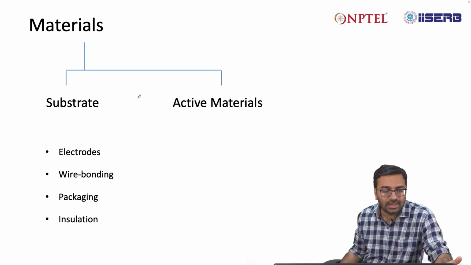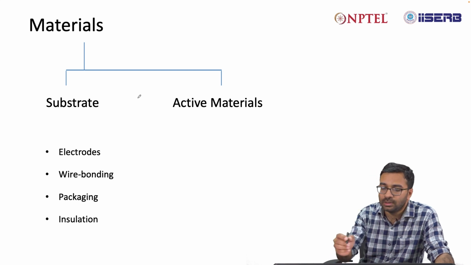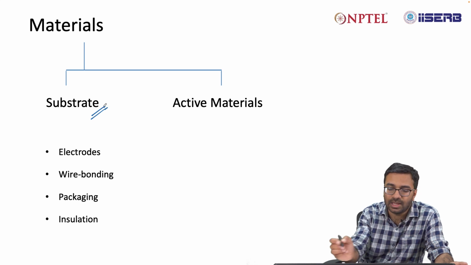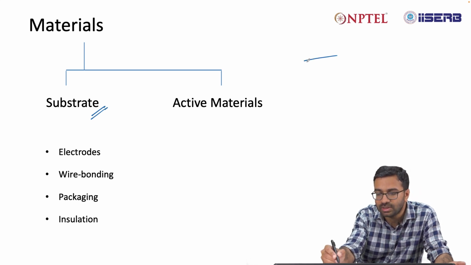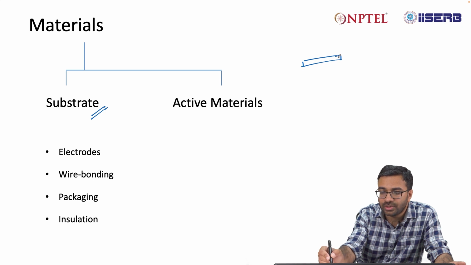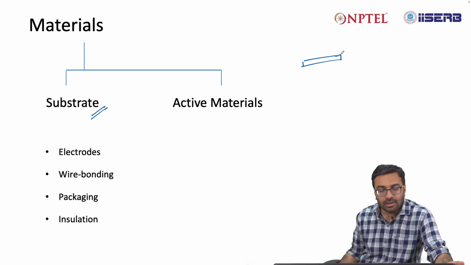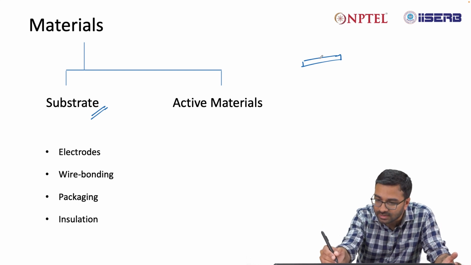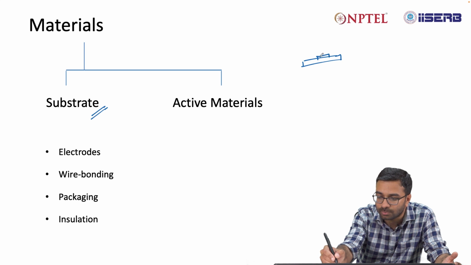As we know, a sensor has majorly two different components. One is the substrate. Substrate is where you make the sensor. If you have a temperature sensor, you need a substrate on which you will make the sensor. Then you have active materials. Active materials mean the material that is responsible for the sensing operation. For example, if it is a temperature sensor, you need a material which is temperature responsive. You need a material that will respond to temperature in different ways. Otherwise, it's very difficult to detect temperature.